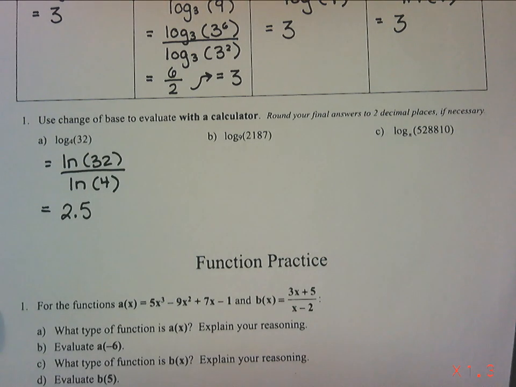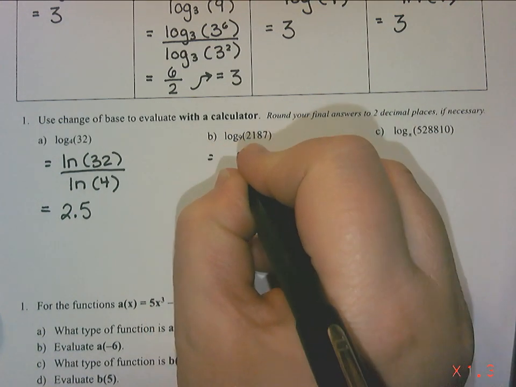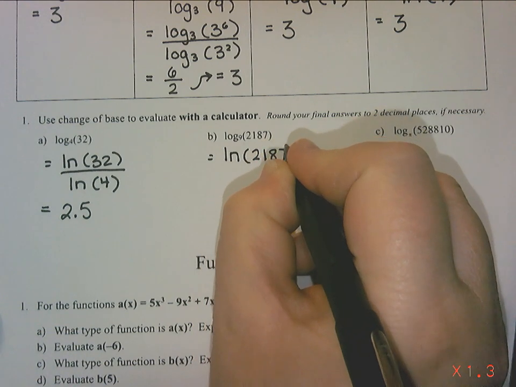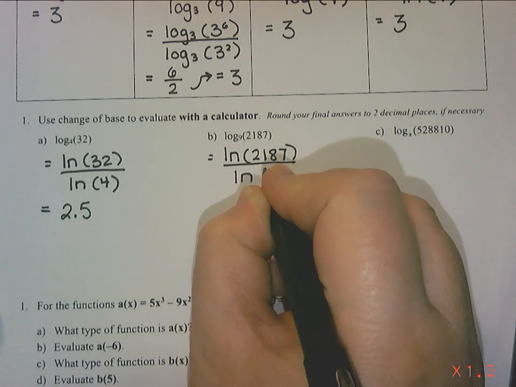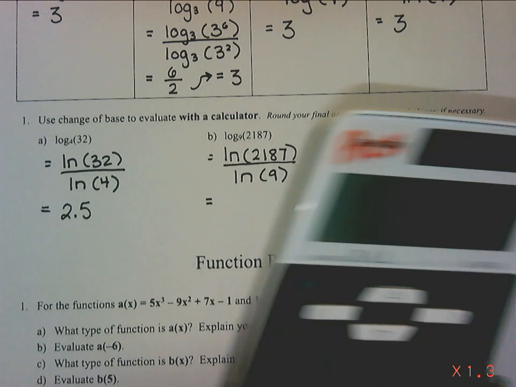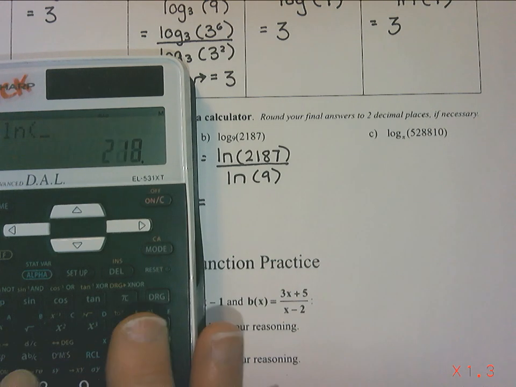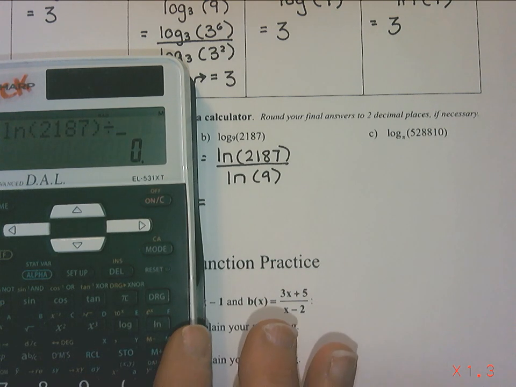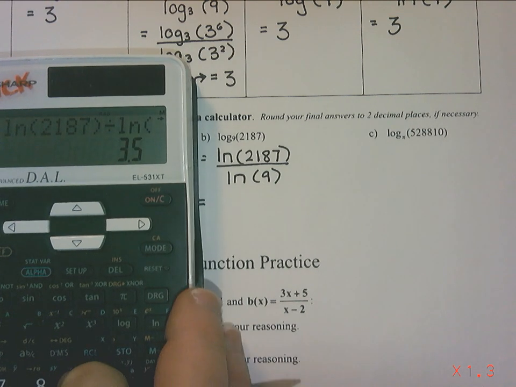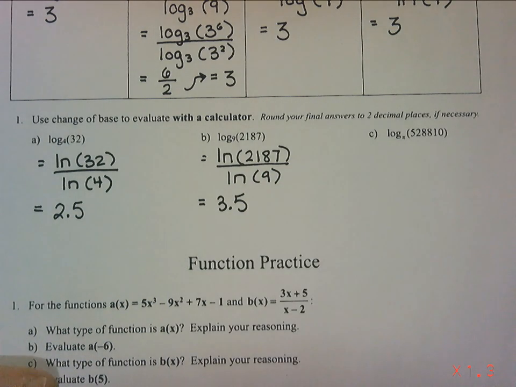All right, let's take a look at the next one. I have log base 9 of 2,187. This is log or ln, your choice. I'm going to do ln of 2,187 divided by ln of 9. Argument on the top, base on the bottom. So ln of 2,187 and then divided by ln 9 gives me 3.5. Also did not need to be rounded. Sometimes they do. I think the next one definitely will.